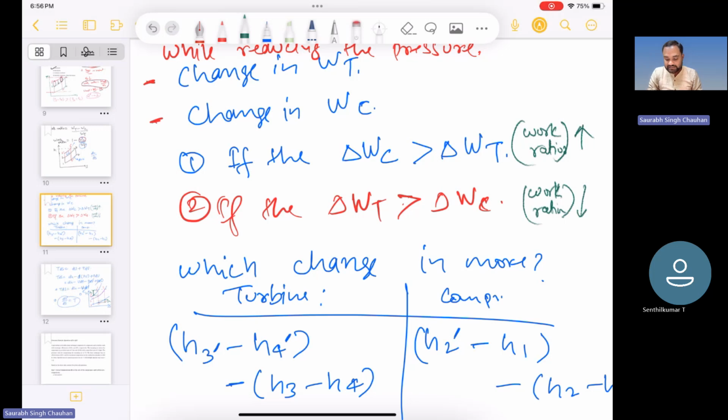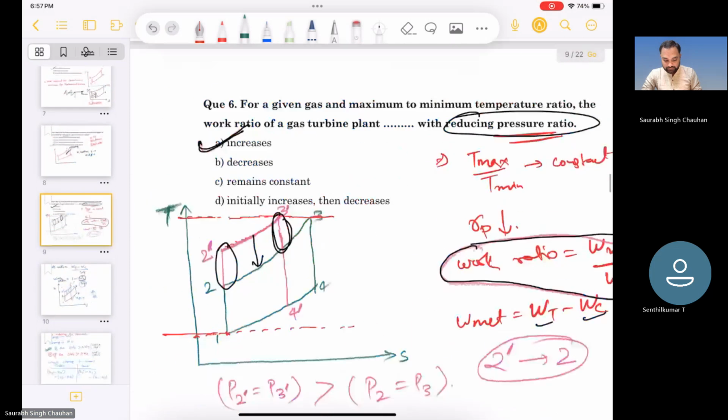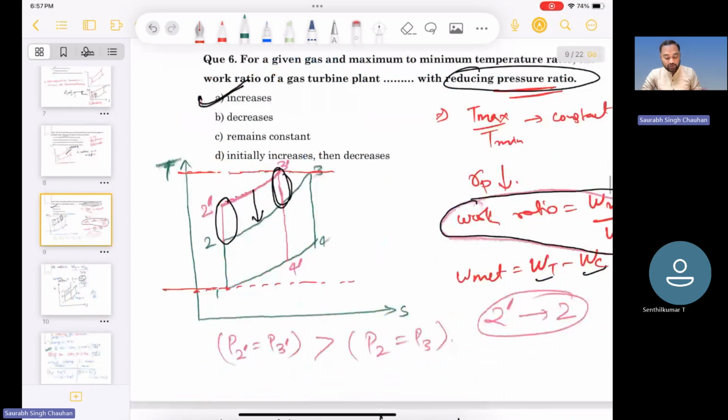So in this case, we are dealing with the first case, right? As it is clear from the diagram. Okay. So the correct option is increases. Is this clear?